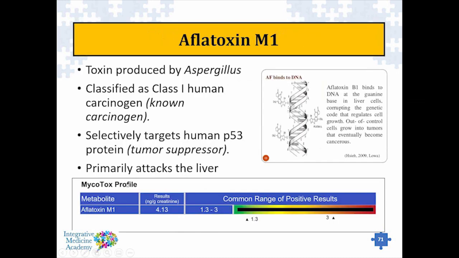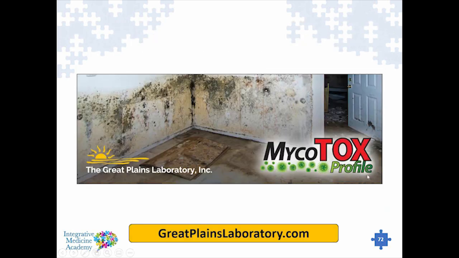Aflatoxin, a toxin produced by Aspergillus mold. It's carcinogenic. It can damage the liver. The only way to know if aflatoxin is present is you have to do the mycotox profile. You can't assume that these toxins are present just because you did an organic acid test. You have to put the pieces together.